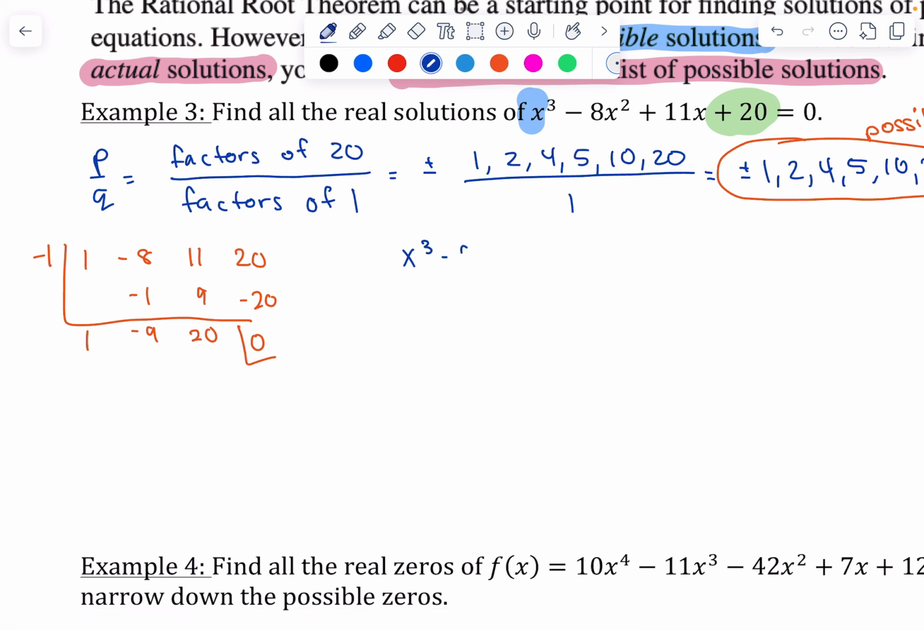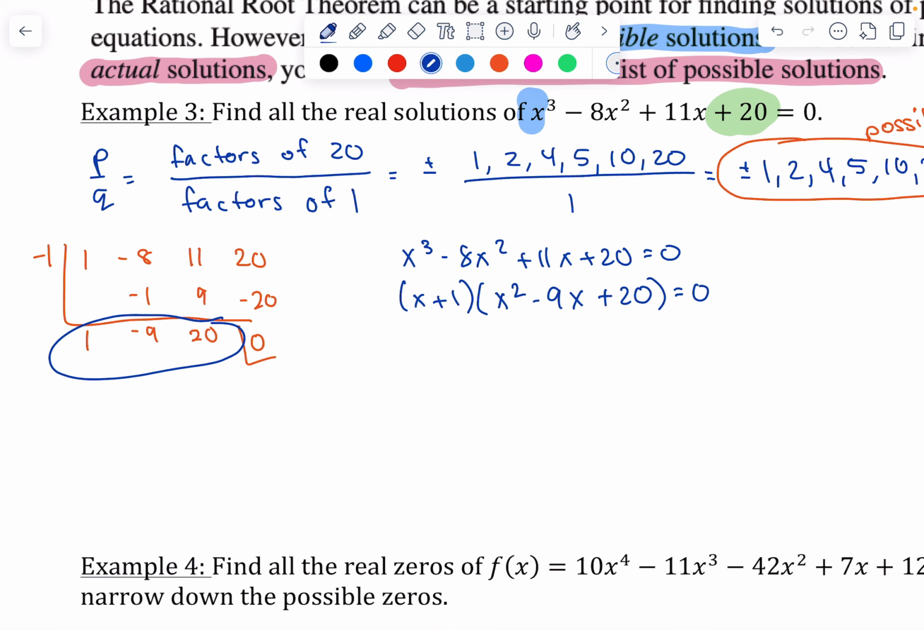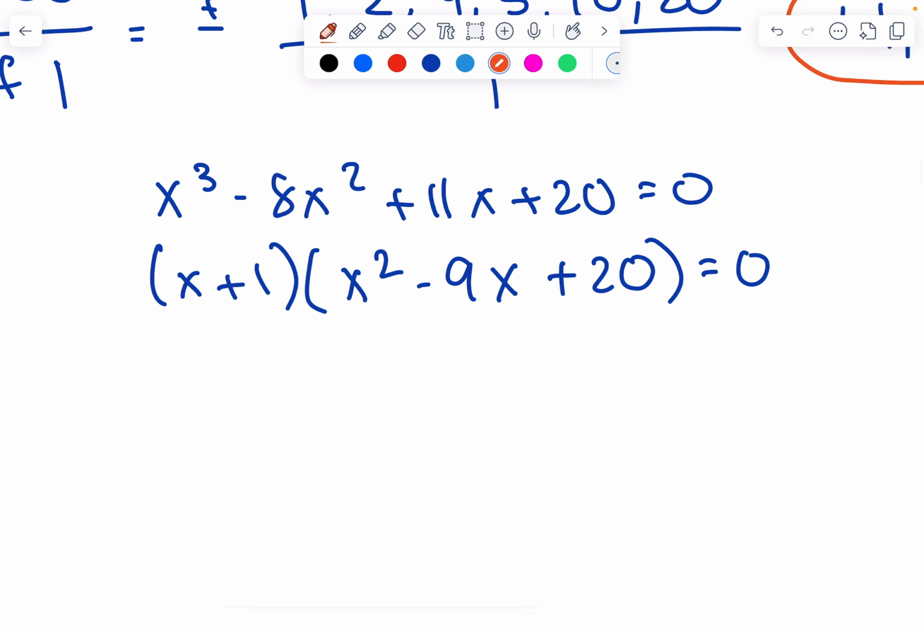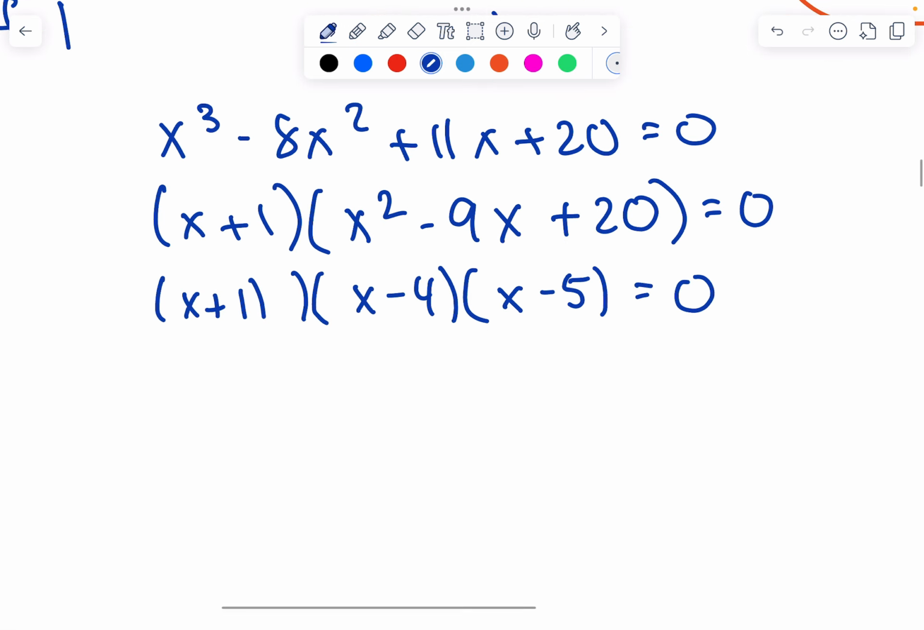So now I'm going to rewrite this function. I'm going to rewrite x cubed minus 8x squared plus 11x plus 20 in factored form using this information. So if negative 1 was a 0, that means x plus 1 is a factor. And then the other factor is x squared minus 9x plus 20. And now the nice thing is, if you look at the part that needs to be factored further, I can use traditional methods to factor it. So I would just think of two numbers that multiply to 20 and add to negative 9. So negative 4 and negative 5. And my solutions are negative 1, positive 4, positive 5.